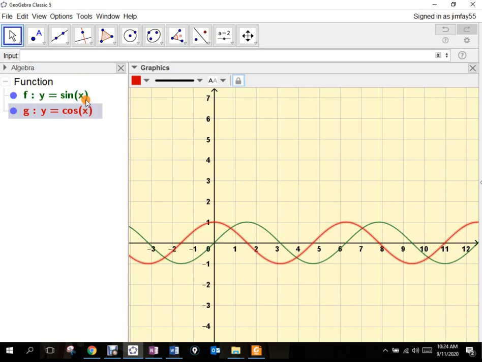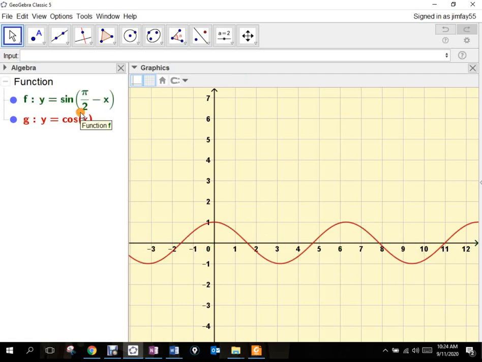All right, so here's my question. If I do this, I'm going to write pi over 2 minus x. The green graph disappeared, right? But it's really on top of that red one. Does that make sense to everybody? So what we have here is an identity. If I take the sine of pi over 2 minus x equals cosine x, that is an identity. No matter what I choose for x, I'm going to get the same thing back.